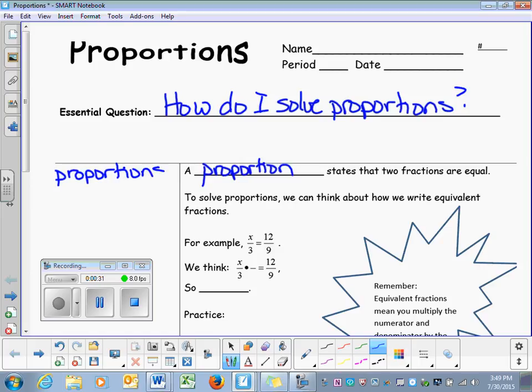Proportions are going to come back in Algebra 1 as you solve equations that are written in proportion format. So how do I solve proportions is our guiding question for this section. And there is more than one way to solve proportions. We're going to focus on equivalent fractions today.